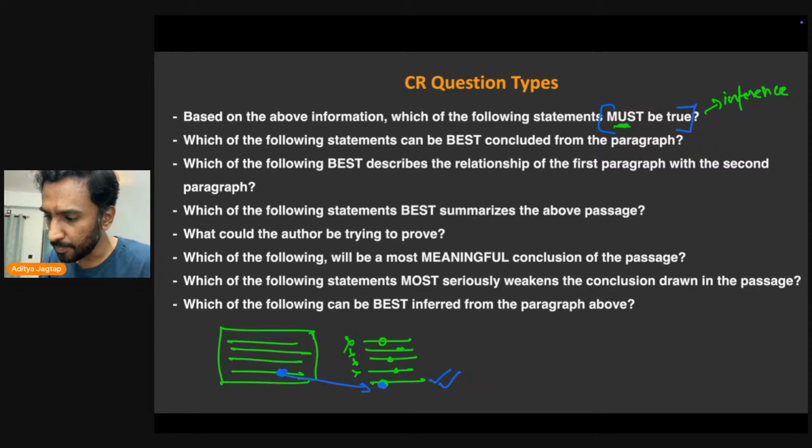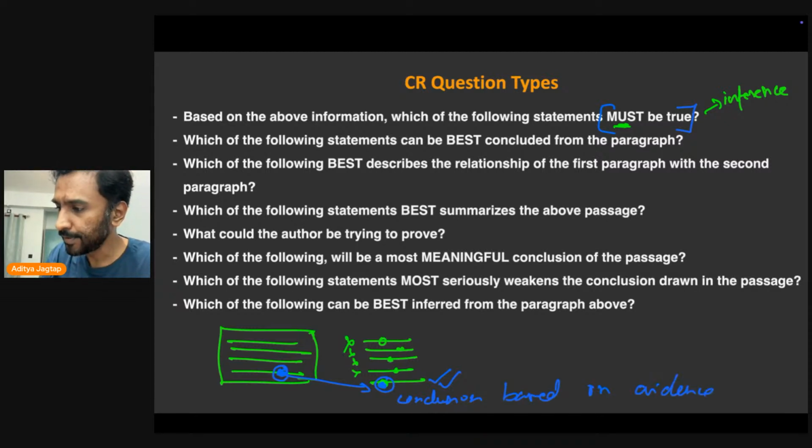So based on some piece of evidence, we are accepting a conclusion, right? Conclusion based on evidence. So this is what an inference is. Inference is a conclusion based on evidence. So this is an inference question. Which of the following statements can be best concluded from the paragraph? The same question as question 1, right? Then let's look at question 3.